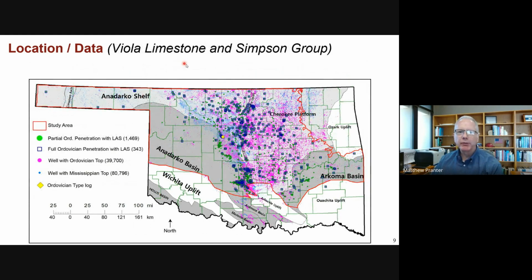This would be specifically for the Viola limestone and the Simpson group. So this Ordovician interval, same type of tops for the Mississippian, and then wells that penetrate the top of the Ordovician, almost 40,000. So all those pink dots in through there. Full Ordovician penetrations, 343, and about almost 1,500 partial Ordovician penetrations.